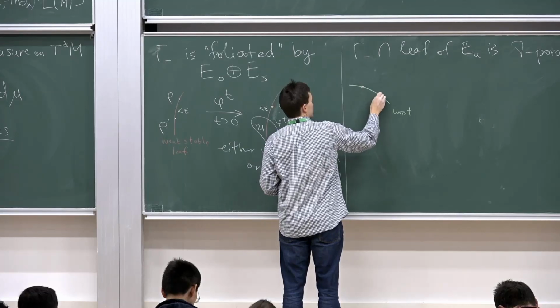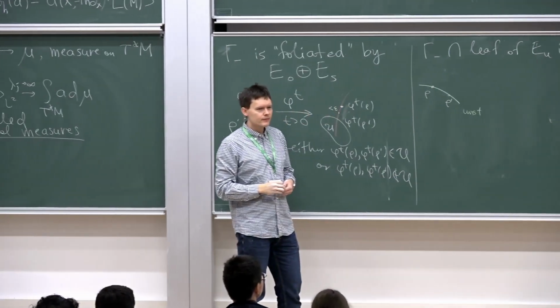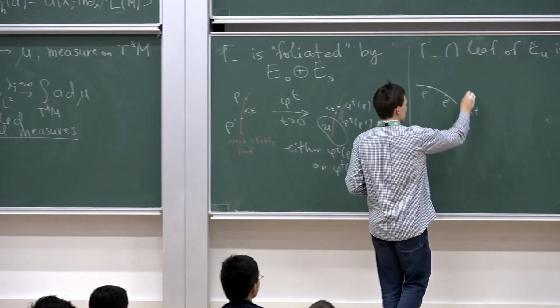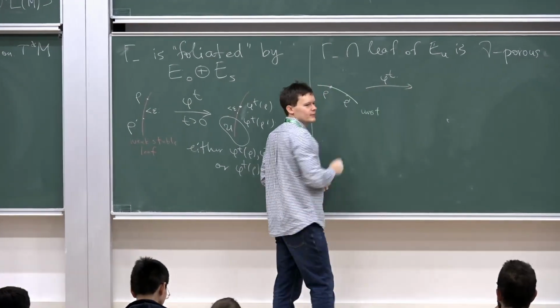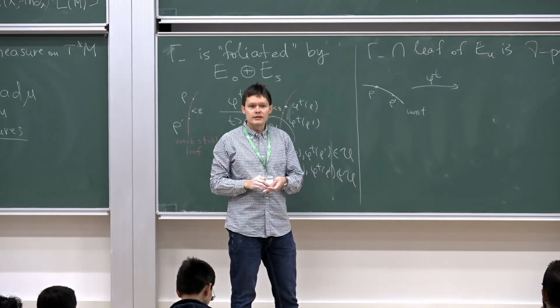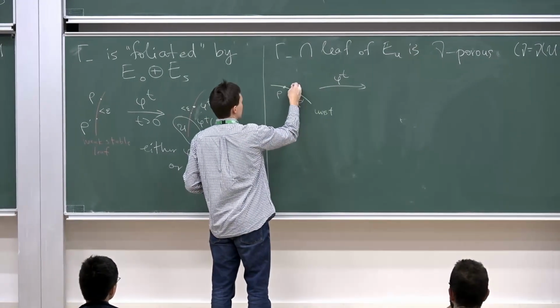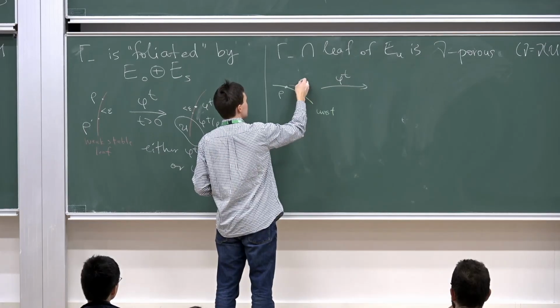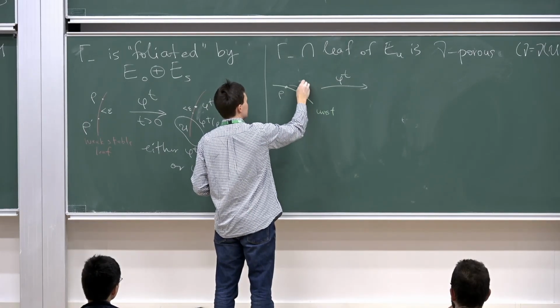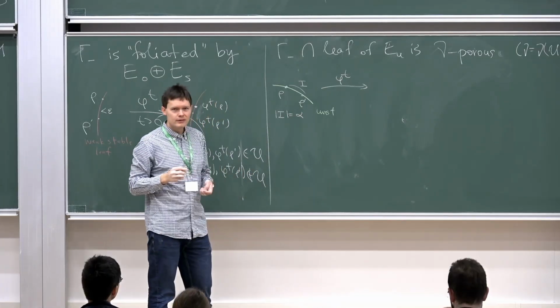And I have here rho and rho prime. They're connected by an unstable leaf. And then I'm going to run my flow for some time. The unstable leaf will expand. Right? So imagine here that I have the distance between that. Let's say I have an interval inside the unstable leaf. Let's call this I. And the size of I is maybe some alpha.